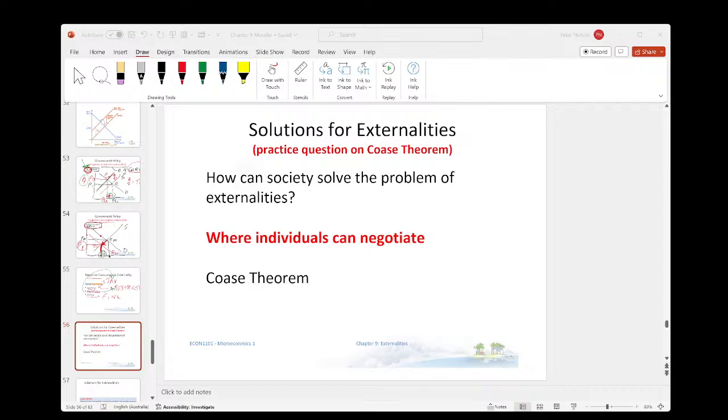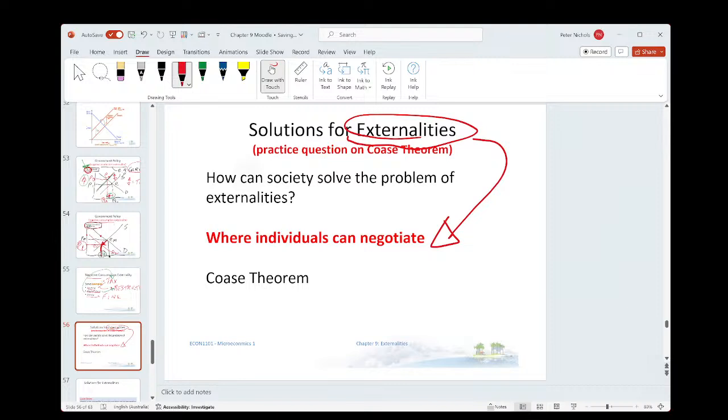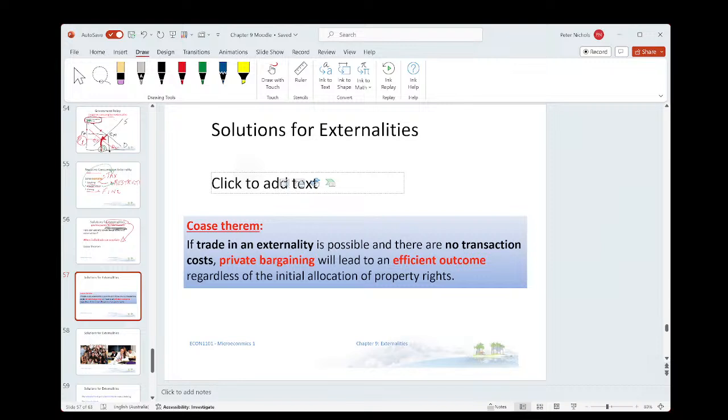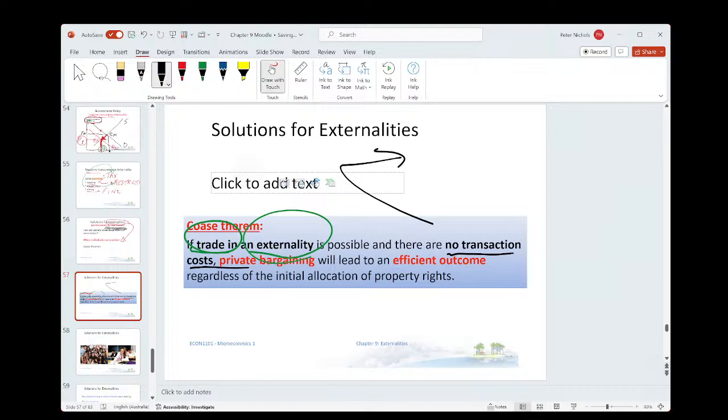Okay, so you'll remember this, a solution to externalities where individuals can negotiate. What is that solution? What's it look like? It looks like the Coase theorem. And people are going to trade in their actual externalities. So the Coase theorem is where we trade in an externality. And of course, then we're always making the assumption that there's no transaction costs. In other words, there's no lawyers, there's no contract.